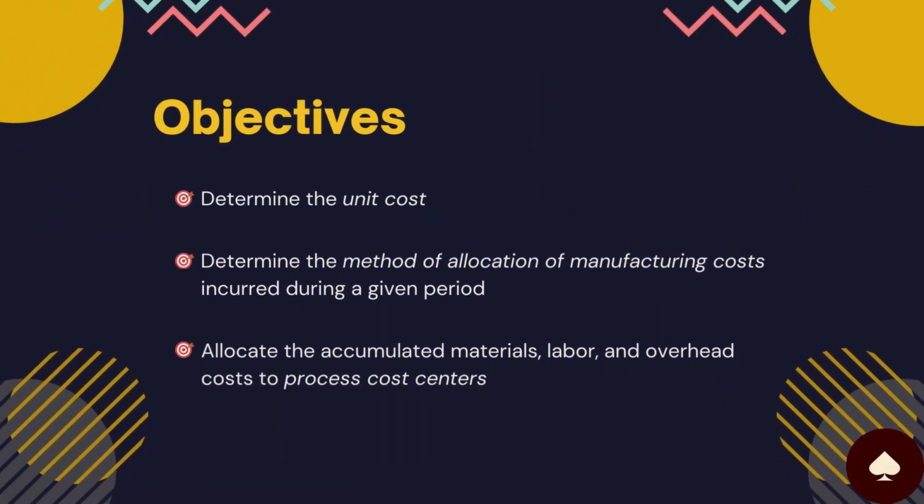So, what really is the objective of process costing? First, we determine the unit cost of the product or service, then determine the method of allocation of manufacturing cost incurred during a given period, wherein the said method will serve as the formula to allocate the accumulated materials, labor, and overhead costs to process cost centers.